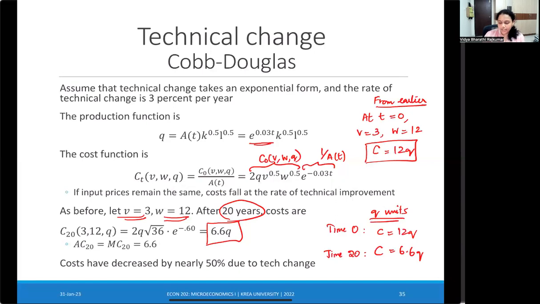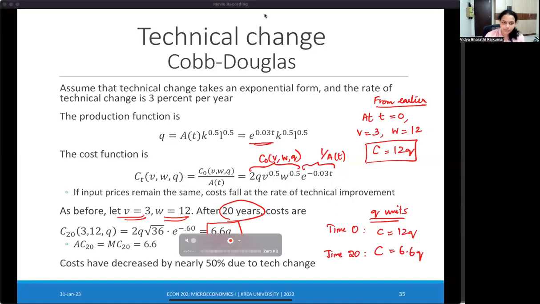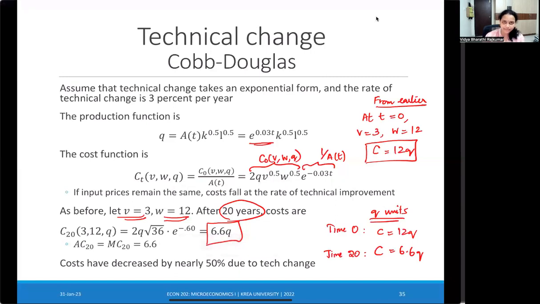So this video summarizes how your costs can change when input prices are changing and when there is technical progress. We just have a couple more sections left in the chapter, so I'll see you in different videos there.